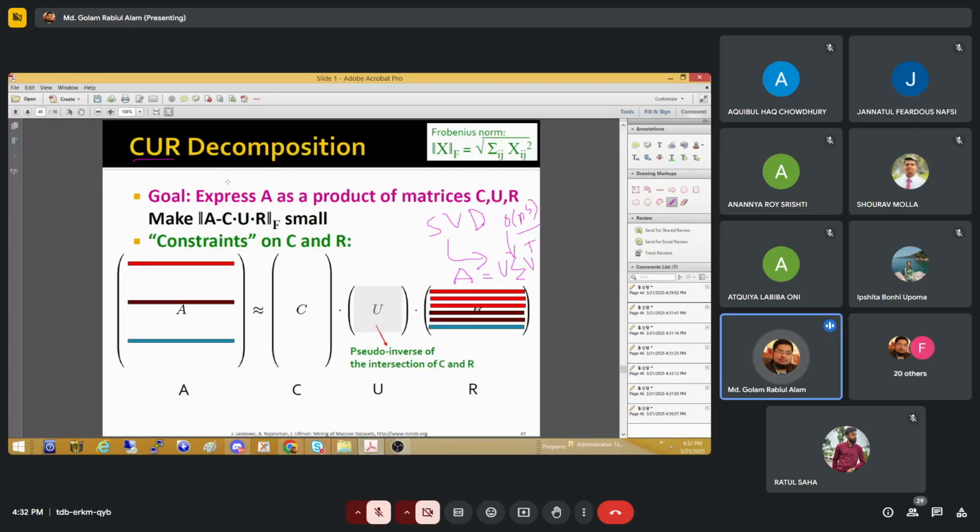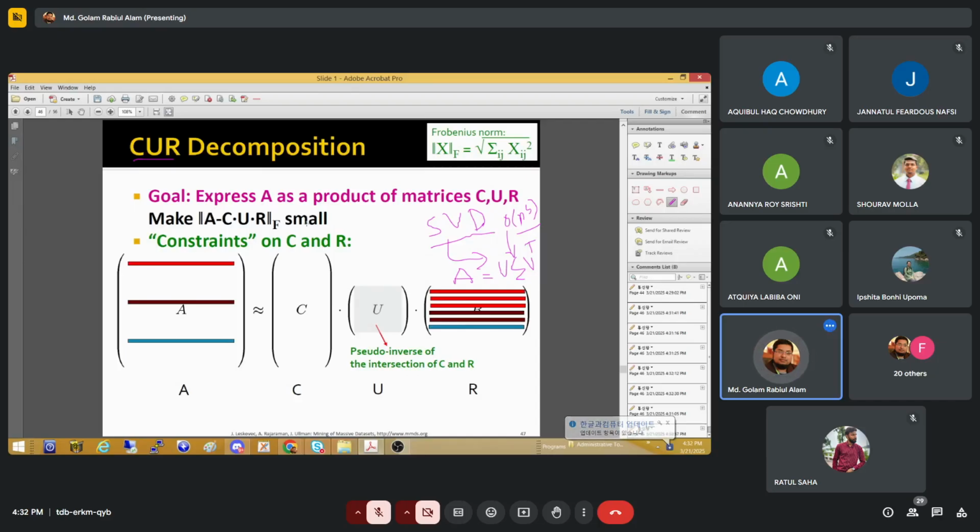But there are some trade-offs. After the CUR decomposition, we lose some accuracy. In SVD, we usually get the optimal values. In CUR decomposition, it is a kind of approximation, and as it is an approximation, we lose some of our accuracy.